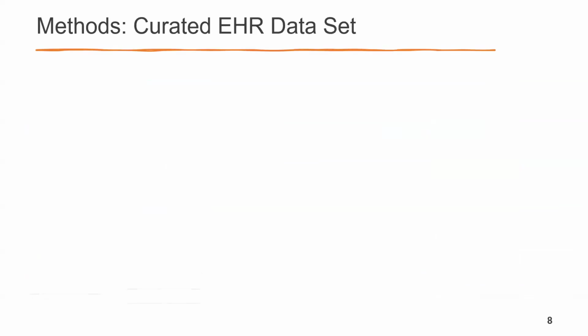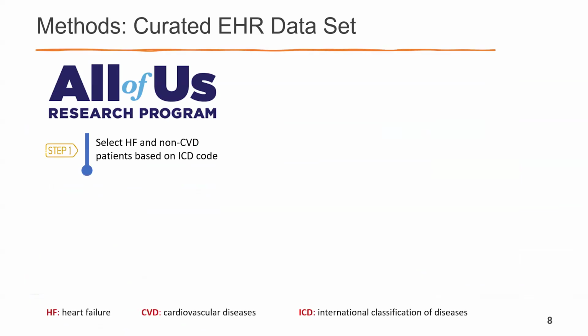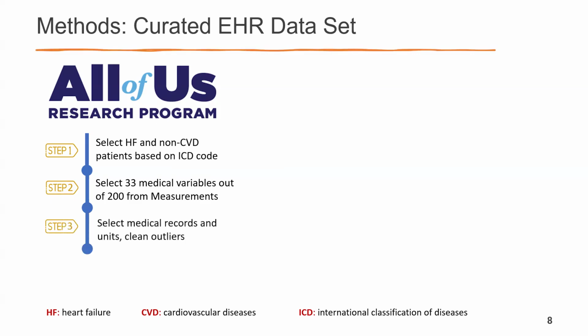So the dataset we are using is curated from the All of Us research program, which contains real-world medical records. First, we select heart failure and non-cardiovascular disease patients based on the International Classification of Diseases codes. And second, we select 33 medical variables out of over 200 from the measurement section of the All of Us database.